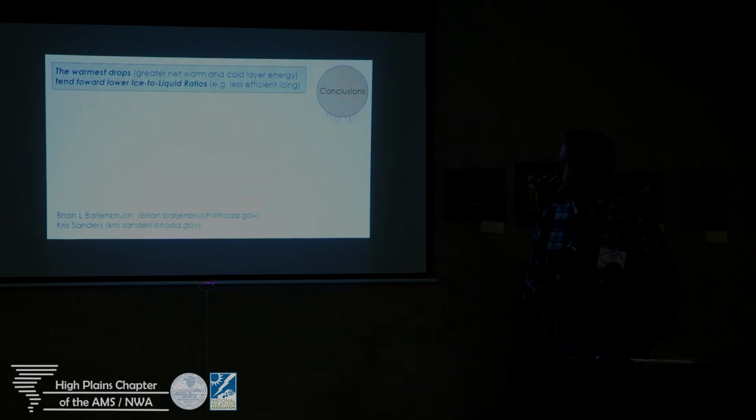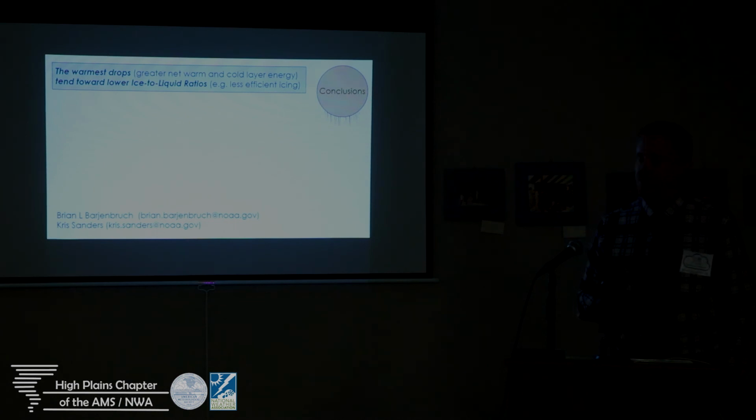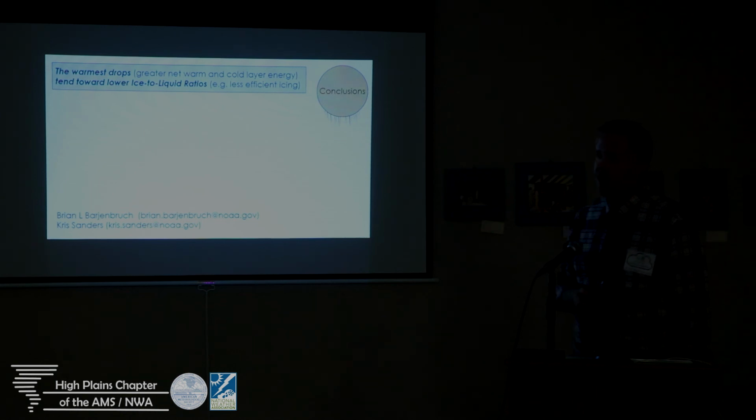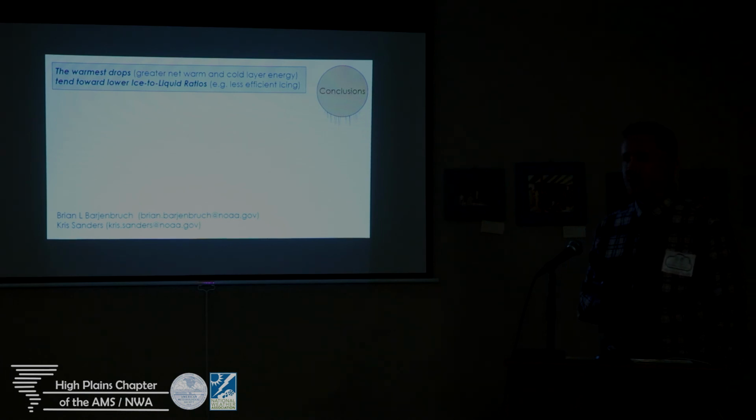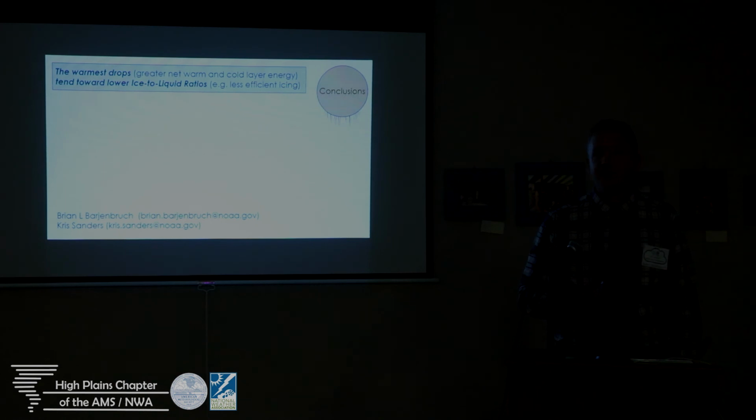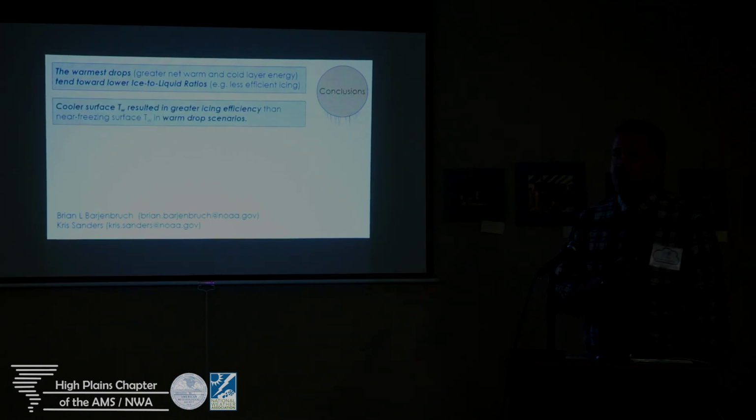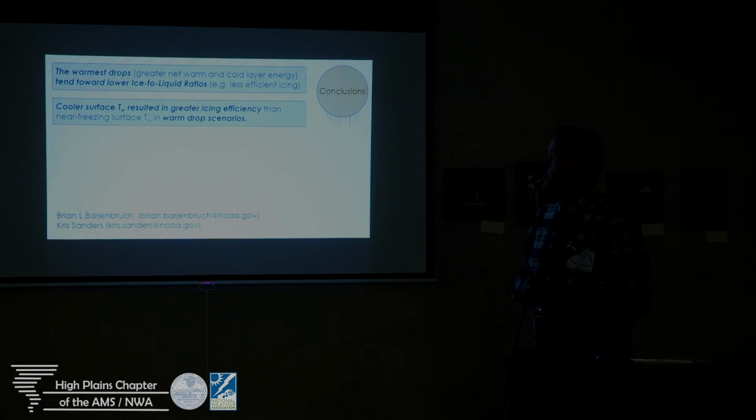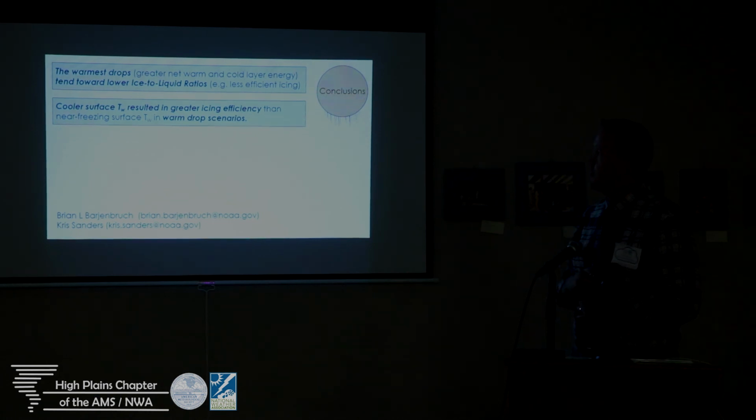The first one is, some of these are just repeating, but the warmest drops in terms of net warm and cold layer energy, they're going to tend toward less efficient icing, lower ice-liquid ratios. This is not a rock-solid type of conclusion, but the tendency is there and it makes physical sense. You're going to get more runoff typically. The next one, in warm drop scenarios, so if you've got warm raindrops, a cooler surface wet bulb temperature results in greater icing efficiency.